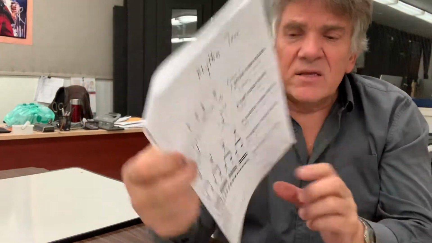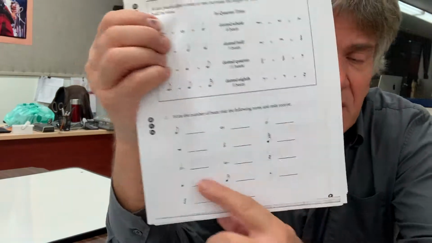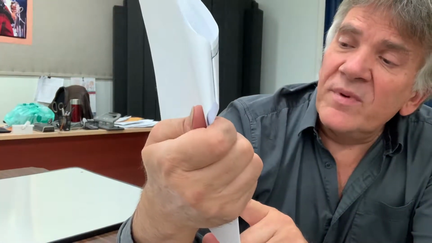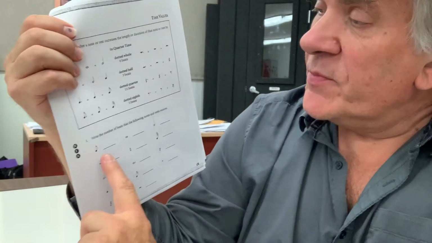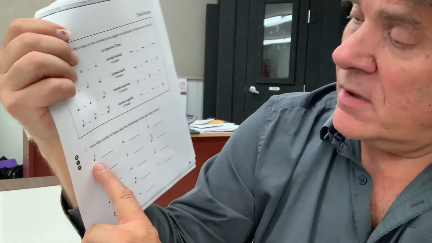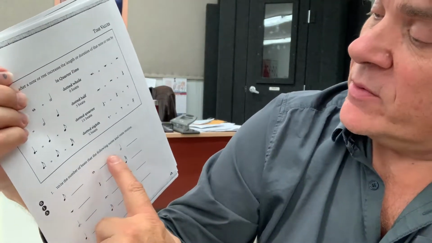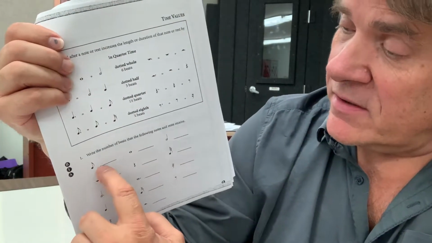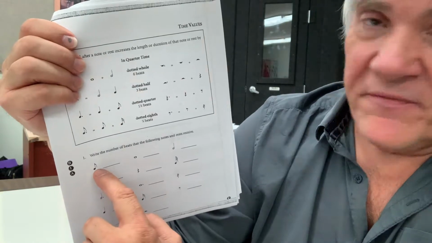Let's answer a few of these. So for example, here it asks you the question: write the number of beats that the following notes and rests receive. So it's asking you, with that funny sentence, what is the value of that?